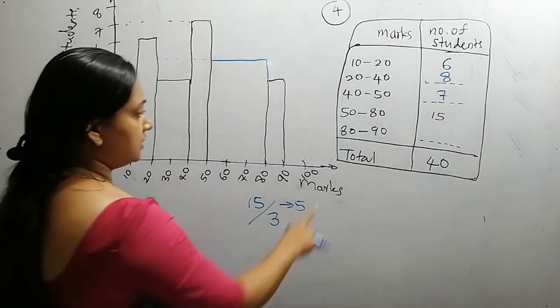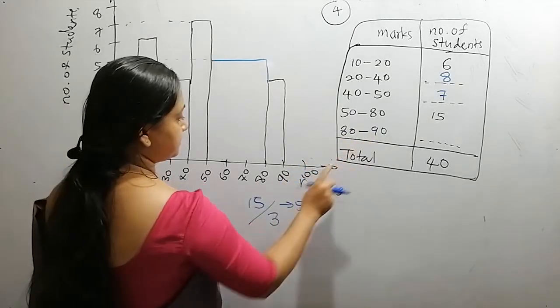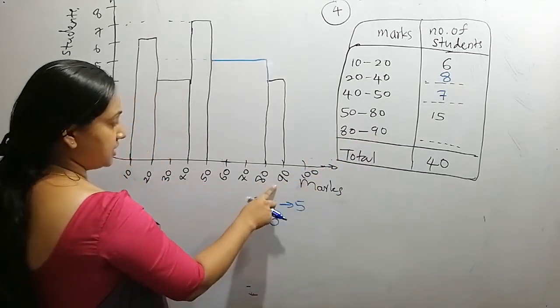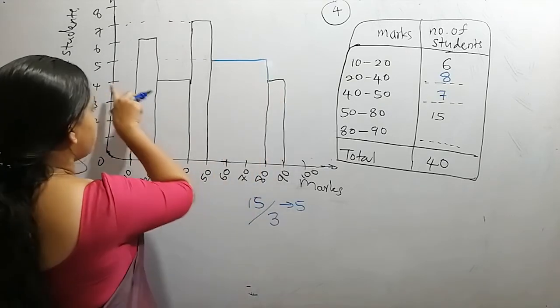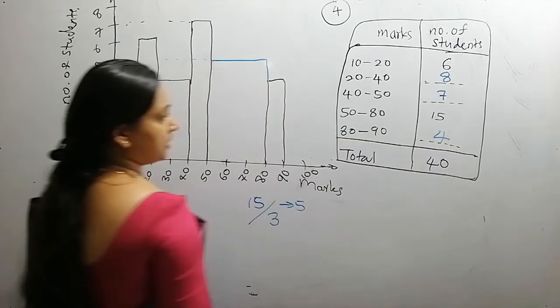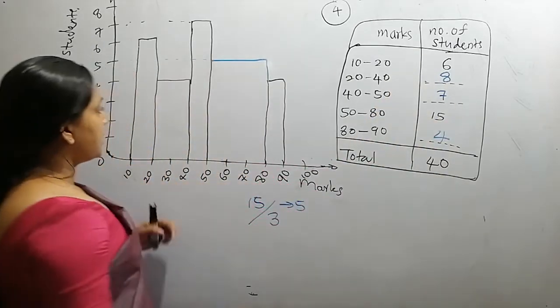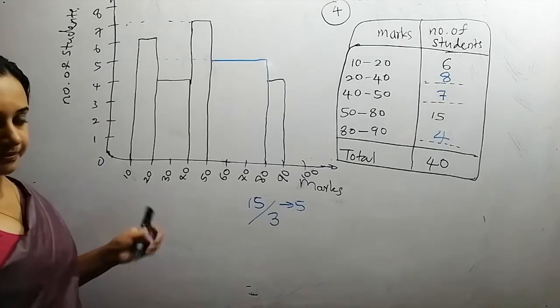Okay. And then 80 to 90. From the histogram you can see there are 4 students. Then the total number of students will be 40, and this is the histogram.